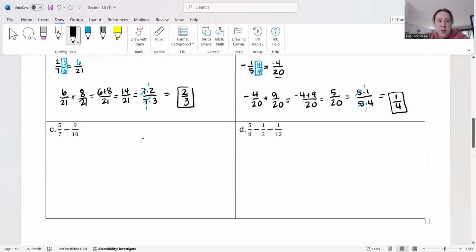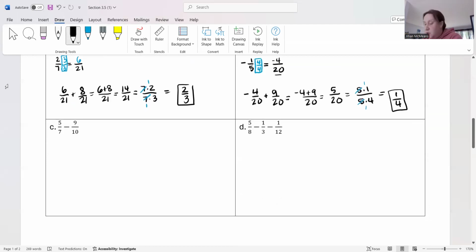Okay? Let's look at part C. So for part C, we have 5/7 minus 9/10. And unfortunately, that little trick that we were able to use in A and B with just knowing that one denominator divided into the other evenly, it's not going to work here. So let's start listing out multiples.